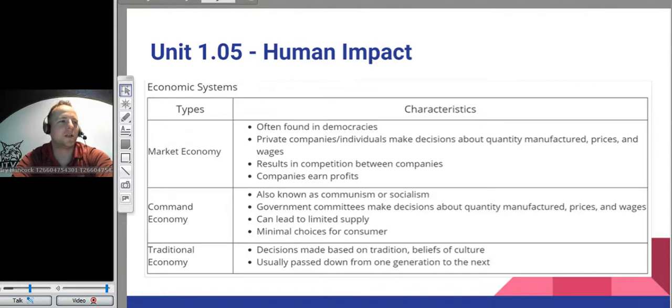All right, very good. You guys are right. It is a market economy, okay? Market economy is often found in democracies. Basically, you have private companies that make decisions on what's doing.